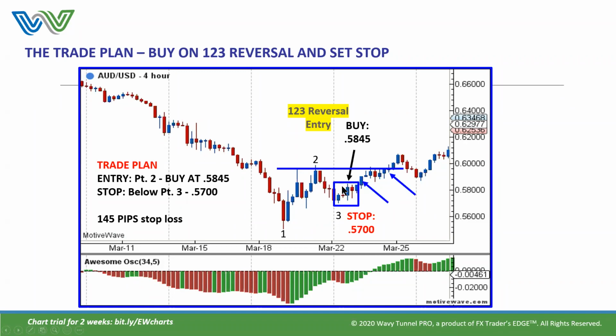Okay, I should show you this is a 4-hour chart, but you can see it better on a 1-hour chart. So I'm taking the trade here, and the stop loss is 145 pips. Okay, that's a pretty big stop loss. It's 145 pips. So the stop loss will determine my position size based on the amount of money I have in the account.